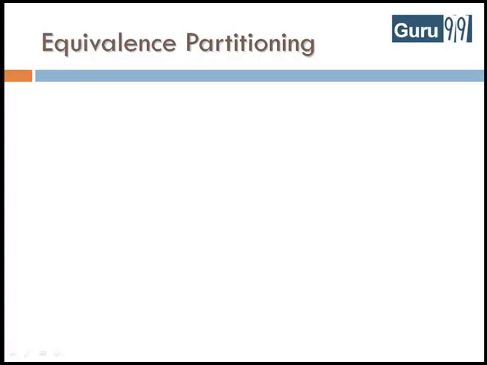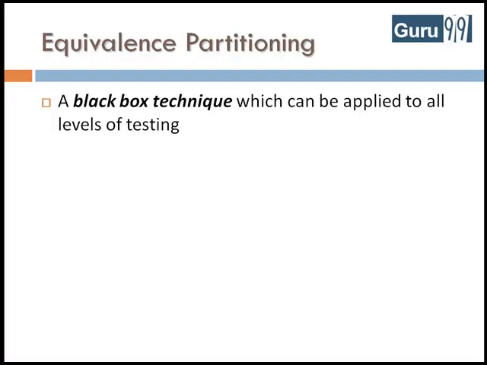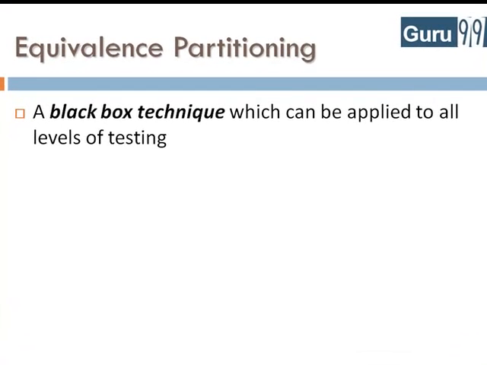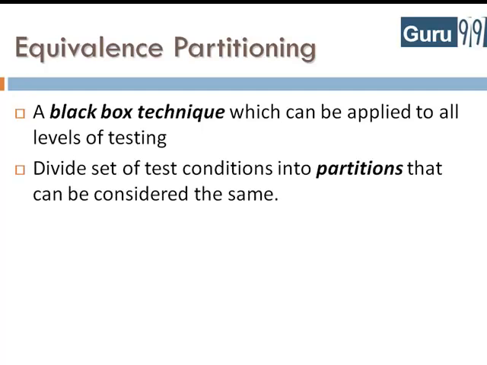Equivalence partitioning. It is a black box technique, which can be applied to all levels of testing like unit, integration, system, etc. A black box technique is a technique where the code is not visible to the tester. In this technique, you divide a set of test conditions into partitions that can be considered the same.